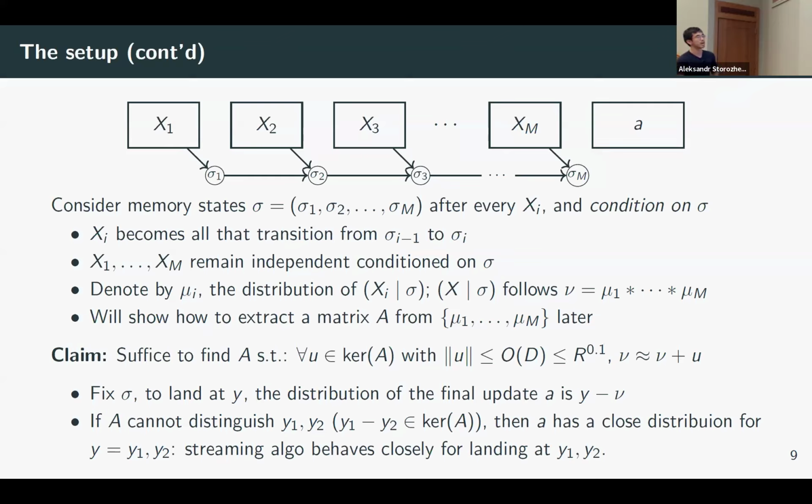And then because the streaming algorithm behaves exactly the same up to this point with the same sequence of memory states, if the final update also has a similar distribution, then the streaming algorithm must behave similarly after the final update. In one case, it lands at y1, in the other case, it lands at y2. So if the algorithm is correct, then f should have the same value in these two cases.